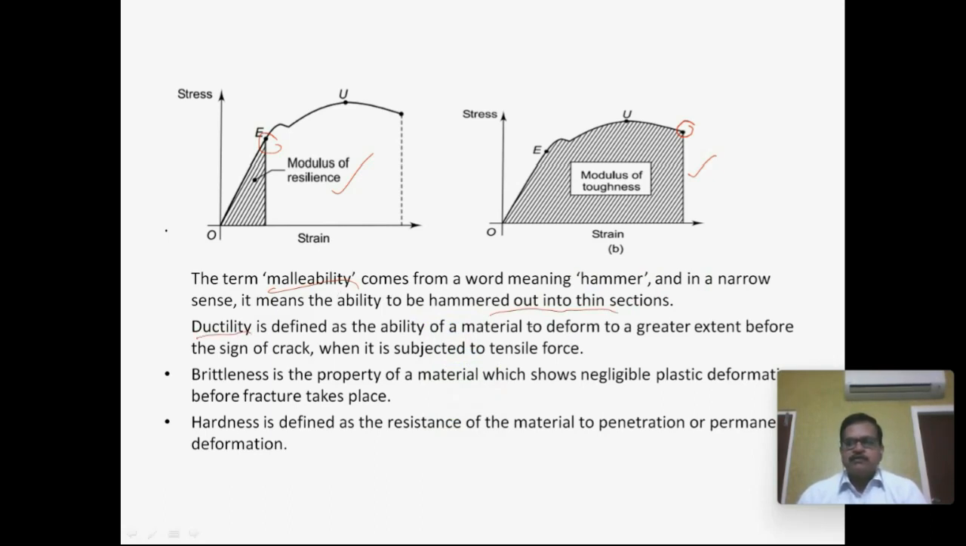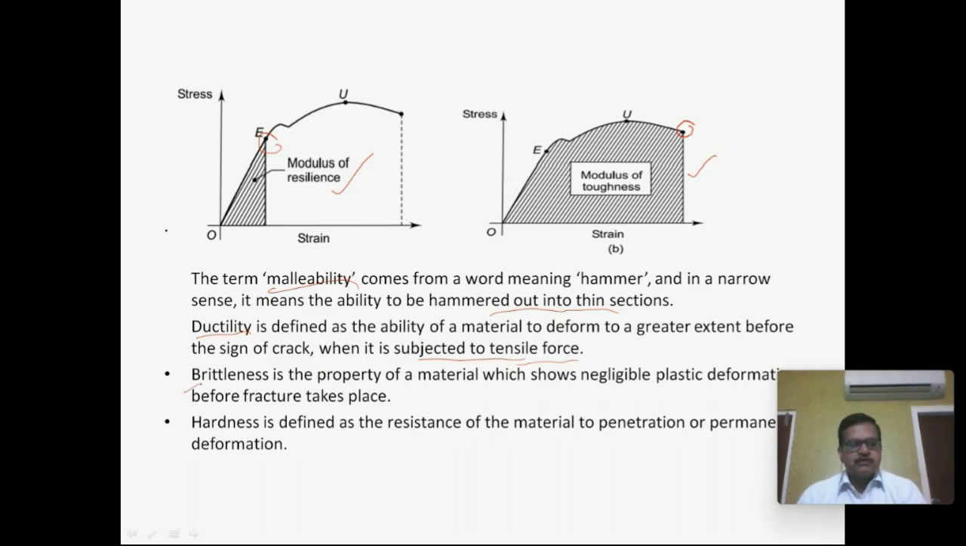Next, ductility. Ductility is defined as the ability of the material to deform to a greater extent before the sign of crack when it is subjected to tensile force. When the member is subjected to a tensile force, if it has extended or deformed by a greater extent, there must be a lot of deformation. So that is the ductile material.